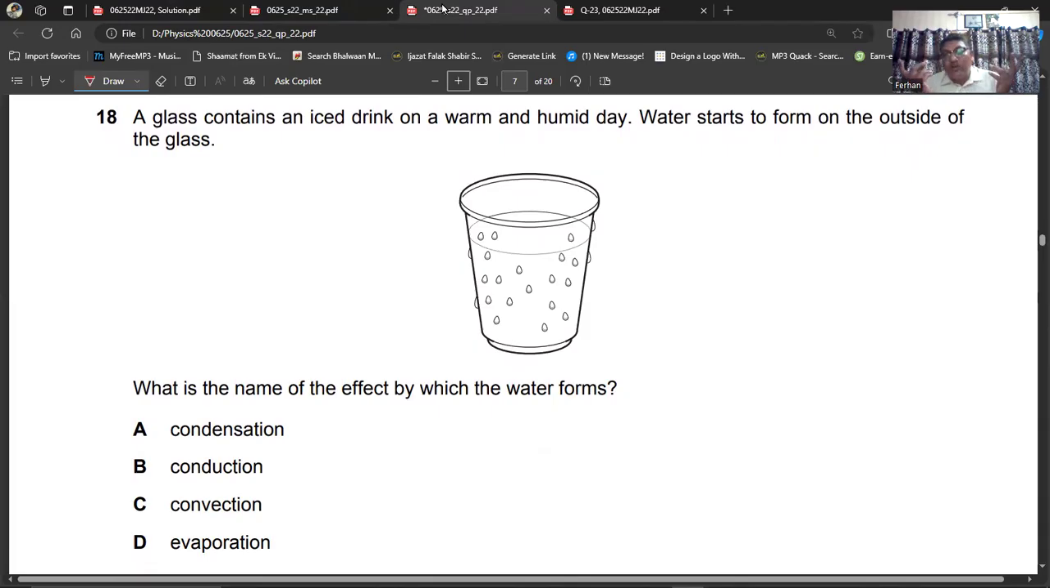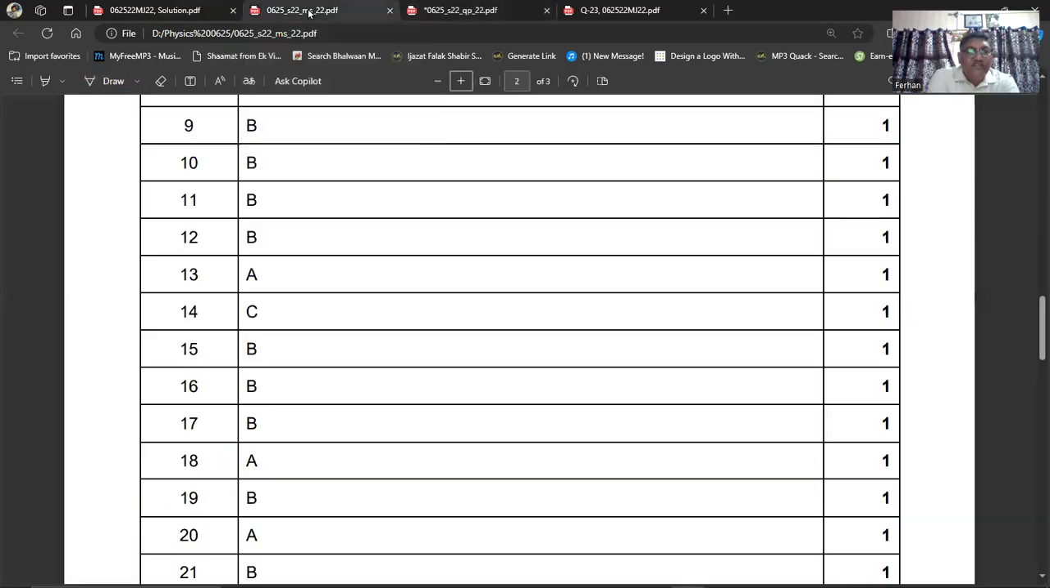I mean, the water in the gaseous form. What happens when they touch this cold surface of the glass? Condensation takes place. So that gaseous water converts into liquid. That's why you will have water outside that glass. So this is condensation. A choice, question number 18, A choice.